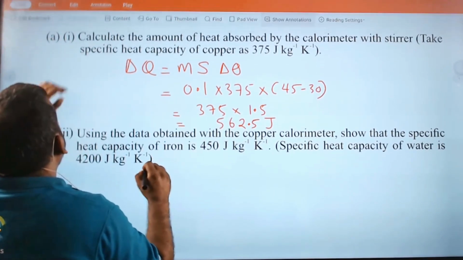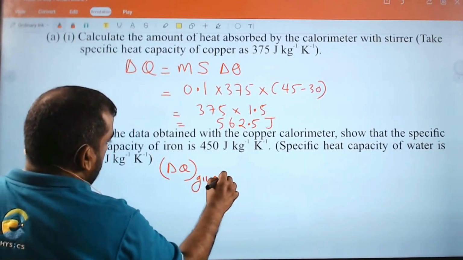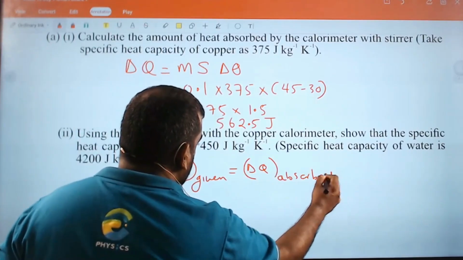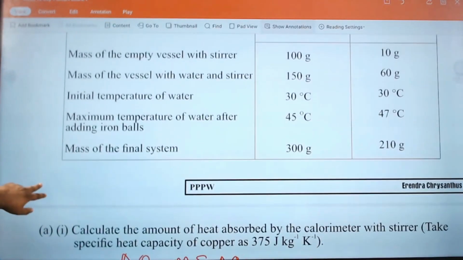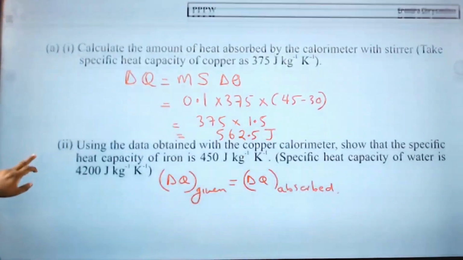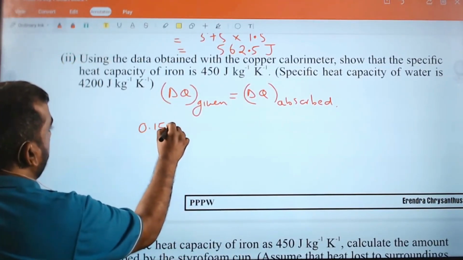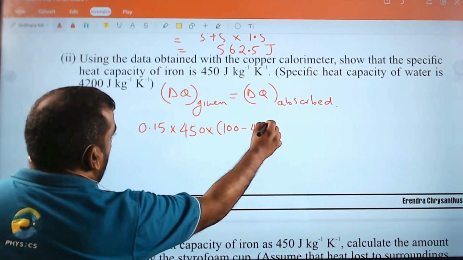So heat given equals heat absorbed. Who is giving heat? Metal is giving heat. So what's the mass of the metal? Mass of the metal is very simple: 300 minus 150, 150 grams. 0.15, 450, change in temperature 100 minus 45.